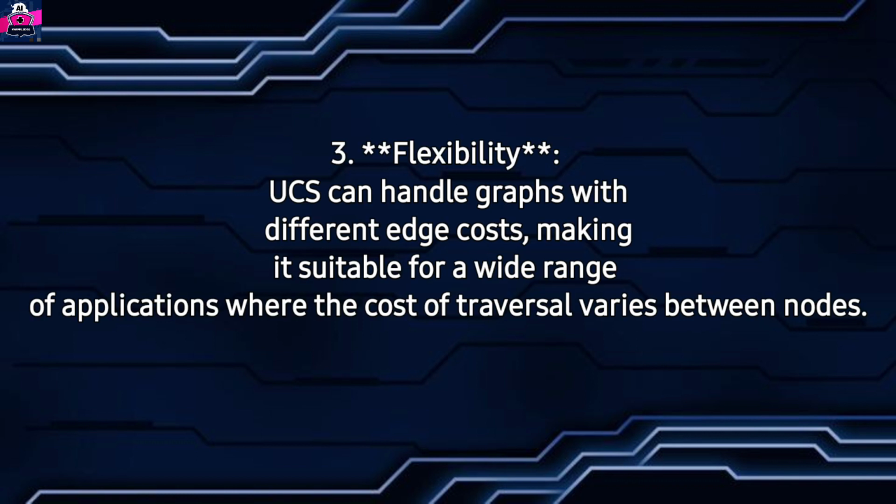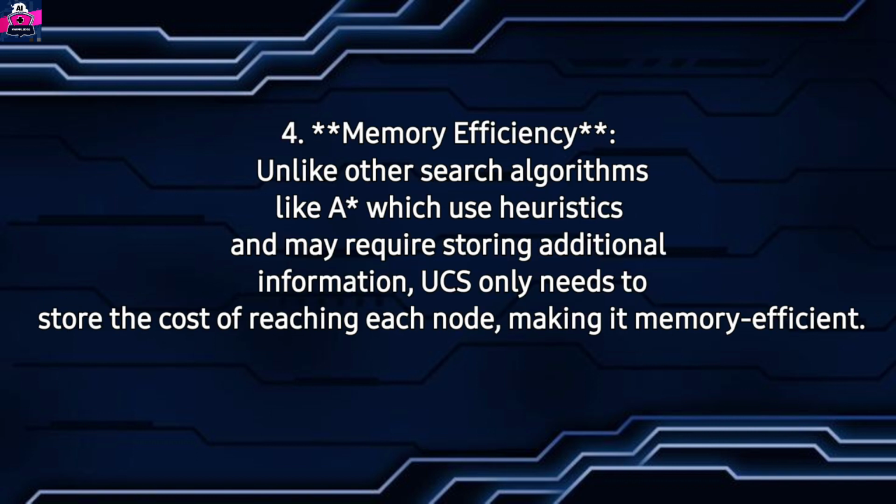3. Flexibility. UCS can handle graphs with different edge costs, making it suitable for a wide range of applications where the cost of traversal varies between nodes. 4. Memory efficiency. Unlike other search algorithms like A*, which use heuristics and may require storing additional information, UCS only needs to store the cost of reaching each node, making it memory efficient.